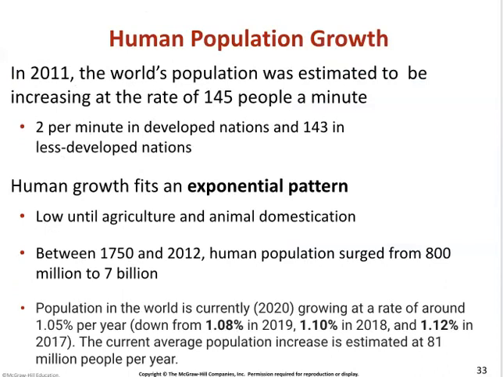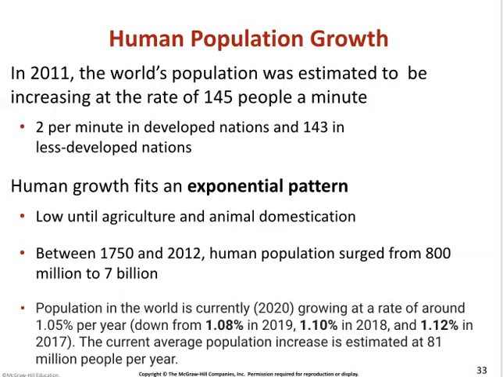Human populations. In 2001, the world's population was about 145 people being born a minute. Now this has been an exponential pattern. It was very low up until we were able to begin agriculture and start domesticating animals. Between 1750 and 2012, the human population jumped from 800 million to 7 billion. Currently, the population is growing at 1.05% per year.